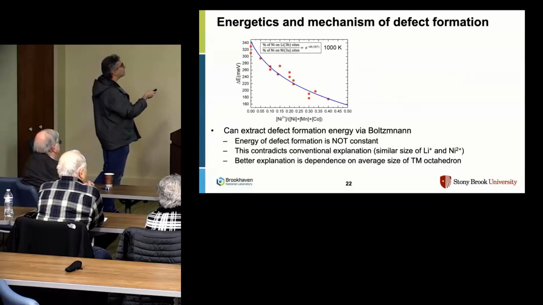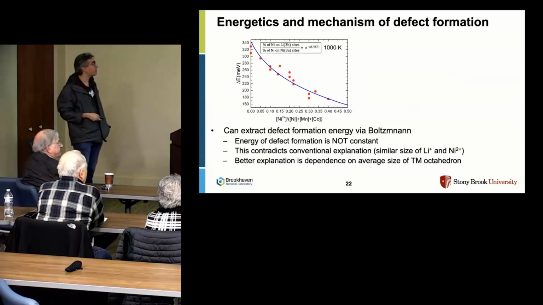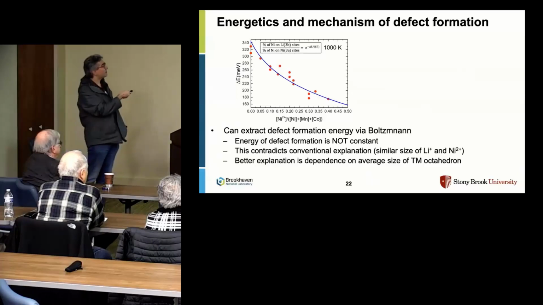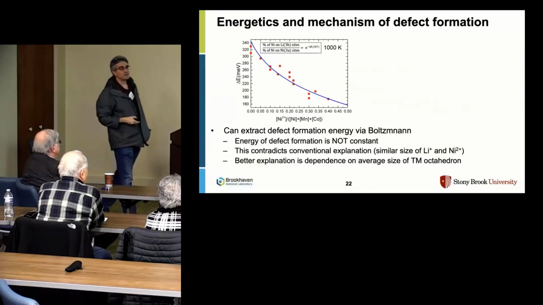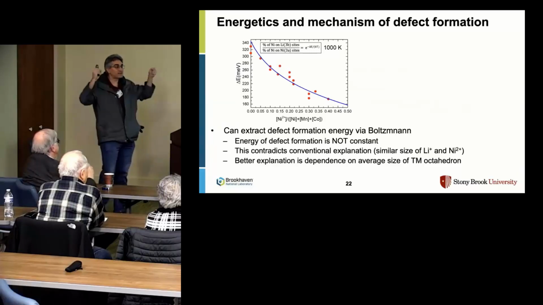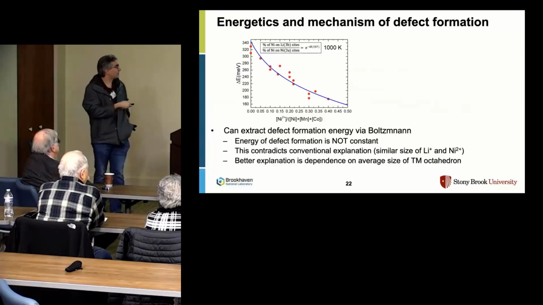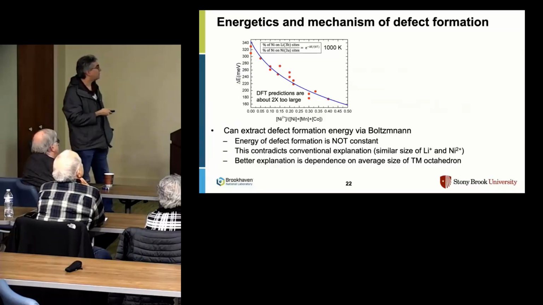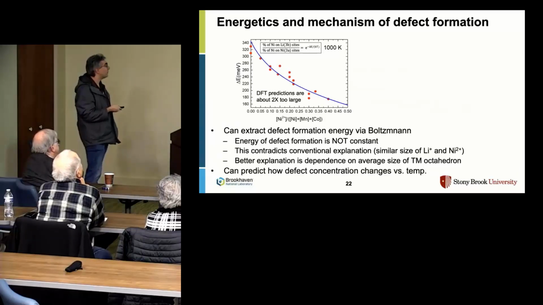Once we have accurate occupancies, we can use Boltzmann to turn them into an energy for defect formation. Everyone said the antisite defects form because lithium and nickel 2+ are the same size. But the defect energy is not constant, as we see from our data. It says it's the overall expansion of the lattice and the size of the octahedra that matters, not the size of the atoms themselves. So some coherency strain. Yeah, DFT was way off, so experiment's the only way to get good numbers.